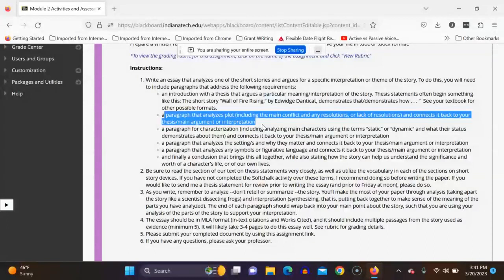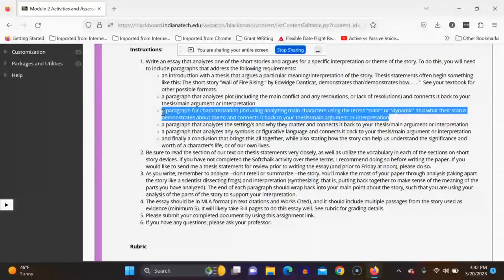So you're going to analyze the main characters using the terms static or dynamic. So static is maybe they changed their mind. They were good, but then sometimes they're bad, or bad most of the time, and sometimes they're good. So what does that demonstrate about them? And then connect it back to your thesis. Remember, your thesis is, demonstrates what? Demonstrates how, right? You have to come up with that particular thing.